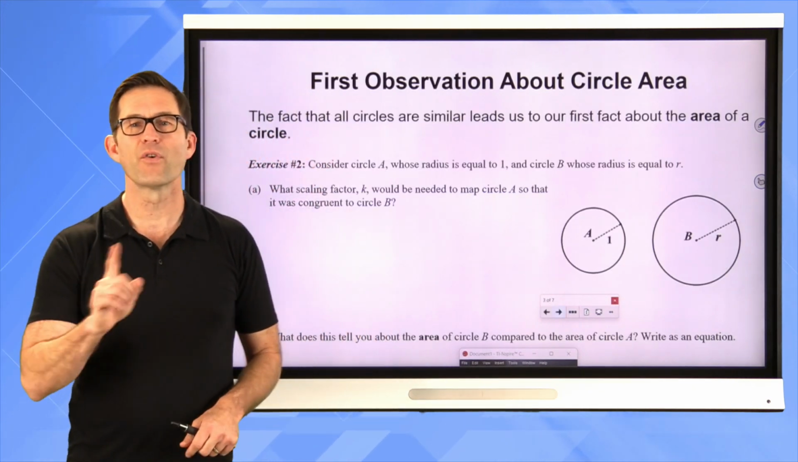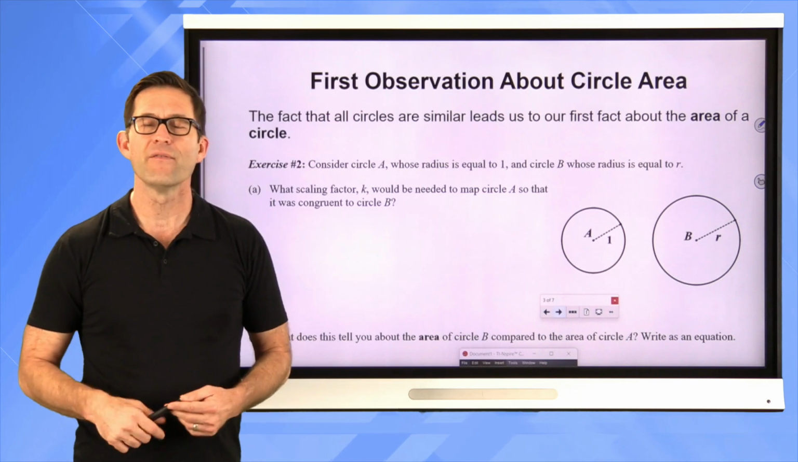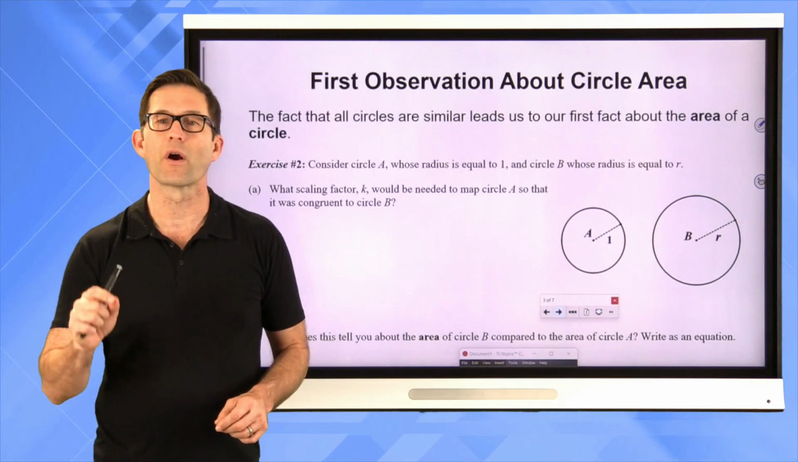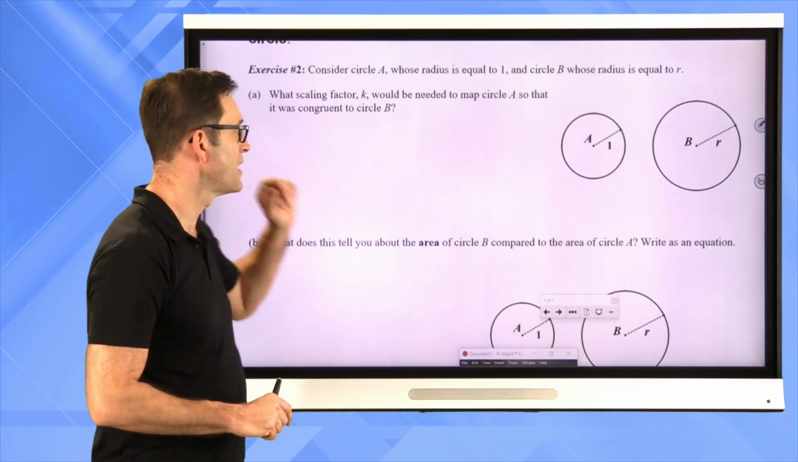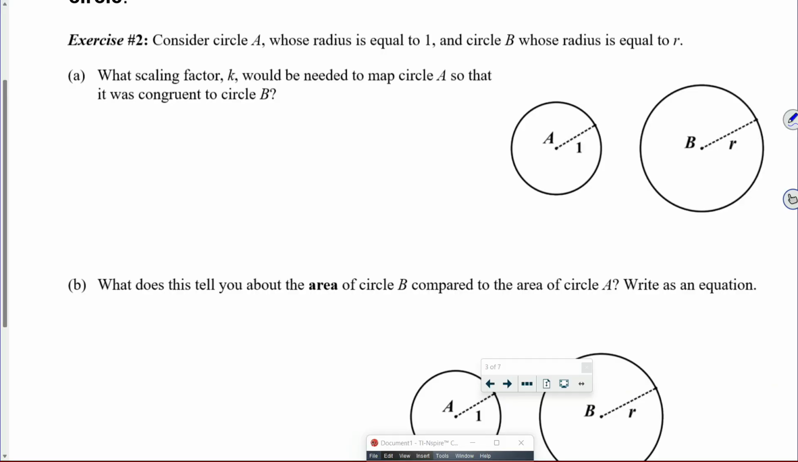Here we go. First observation about circle area. The fact that all circles are similar leads us to our first fact about the area of a circle. Let's take a look at exercise number 2. Consider circle A whose radius is equal to 1 and circle B whose radius is equal to R.